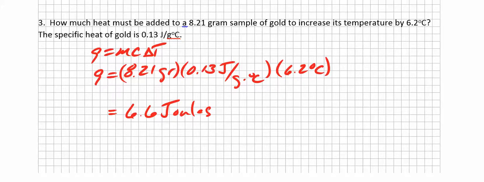It's just a matter of plugging values in. We want two significant digits. When I multiply across, I get 6.6 joules of heat that needs to be applied to achieve that temperature change of 6.2 degrees Celsius, and we're done with number 3. Let's go on to number 4 now.